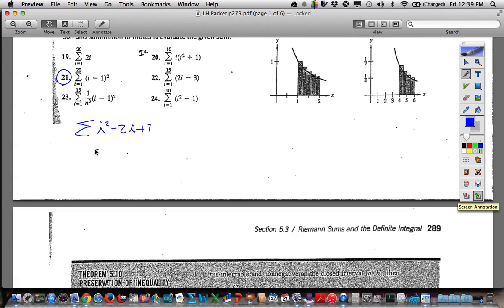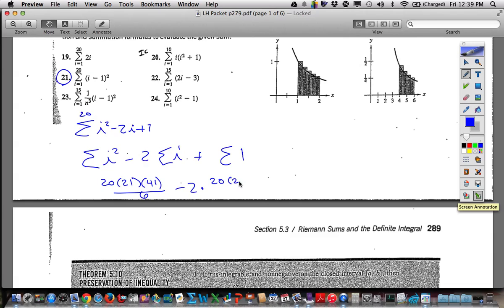So you get this. Then split it. So you get sigma i squared minus 2 sigma i plus sigma 1. Now, according to the formula, sigma i squared, and this goes 1 to 20, would be n times n plus 1 times 2n plus 1, is that right? All over 6. And then minus 2 times sigma i, which was n times n plus 1 divided by 2. And then sigma 1 would be 1 times 20, so plus 20, right? I think that's it. Now that should come out to 2,407.